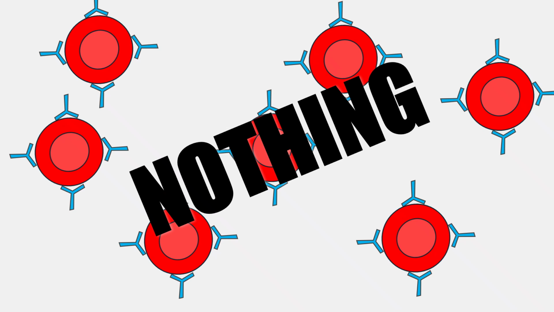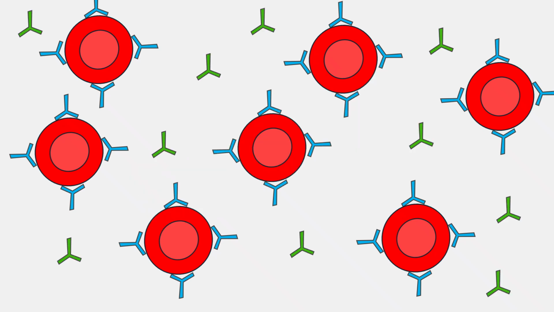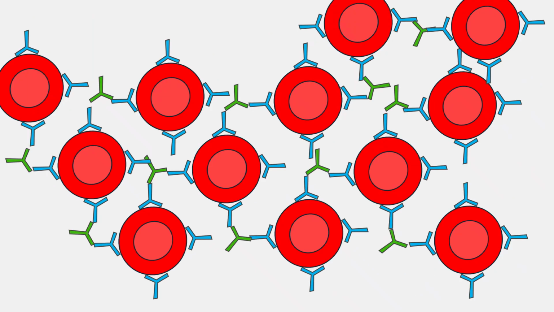The solution to this is to add AHG. The AHG is the green antibody floating here, and if you've used AHG before, that should make sense. The AHG is able to bind multiple Fc portions of IgG, so we end up with detectable agglutination.